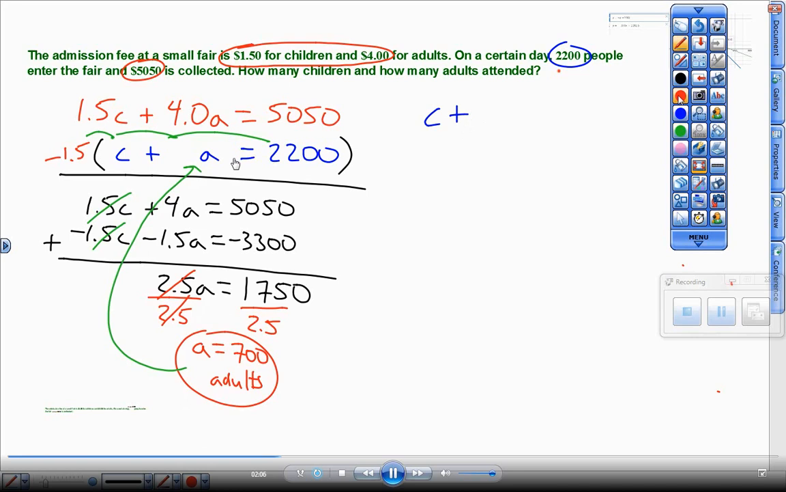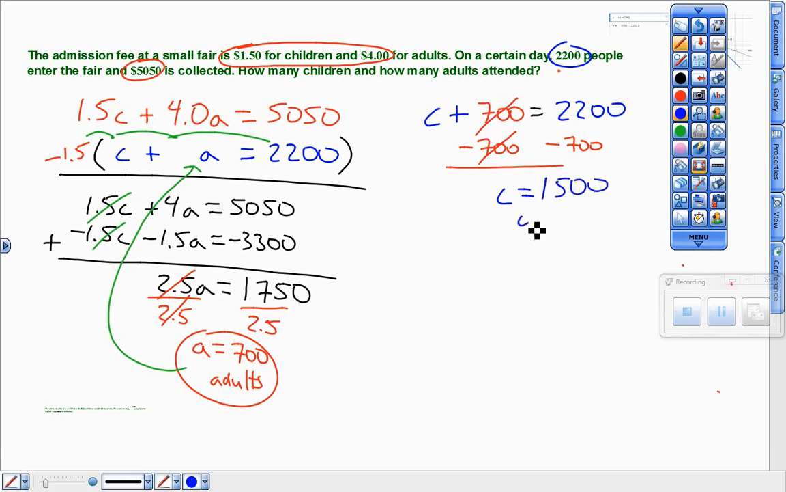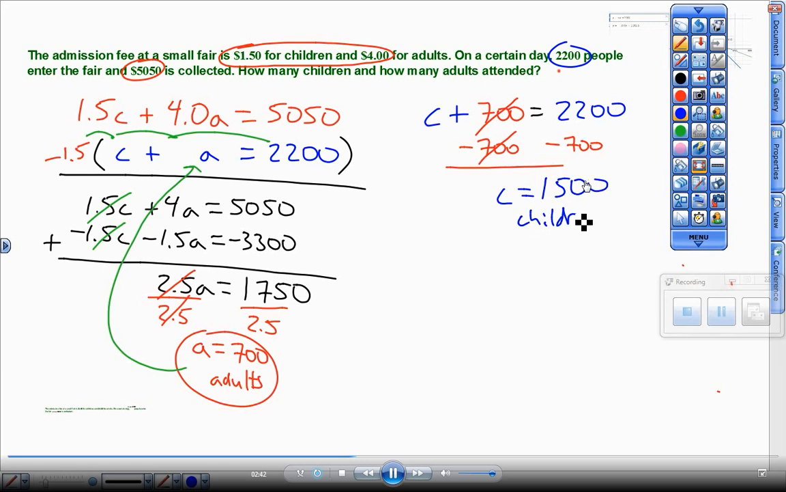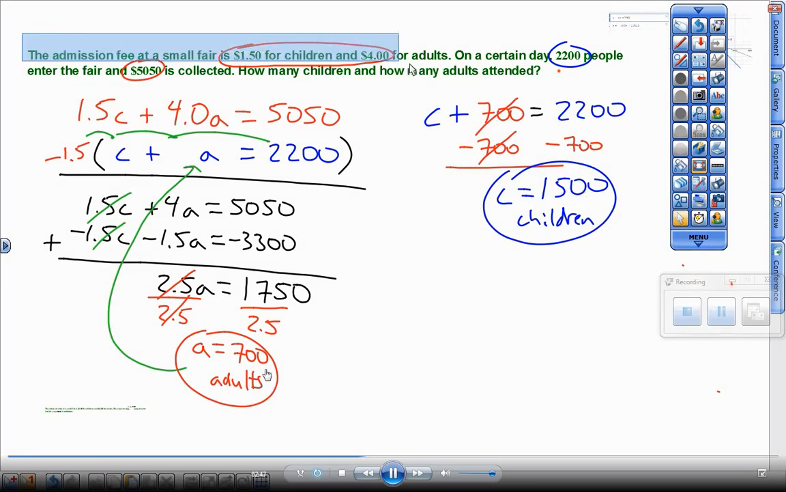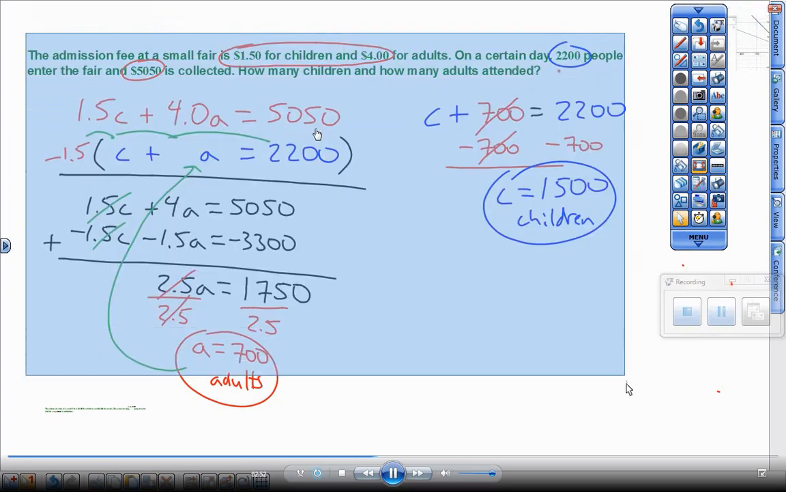All I have to do to find children is plug 700 right here into this blue equation and solve for C. Make sure you're using the right numbers. I started by using the wrong one there, so I'm going to fix that to put it as 2,200. 700 right there for number of adults. Take away 700 gives me 1,500 children in this situation, and that matches. 1,500 plus 700 equals 2,200. If I plug these into this equation, it equals 5,050.